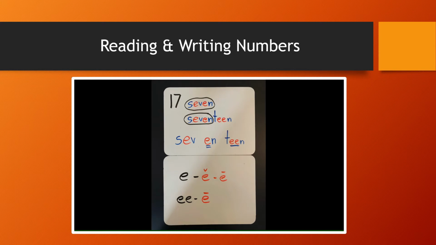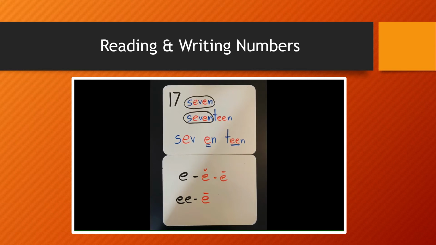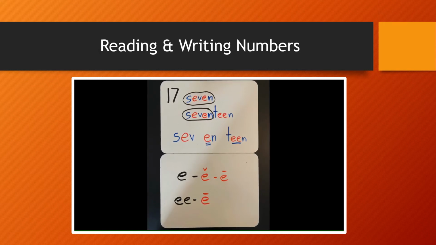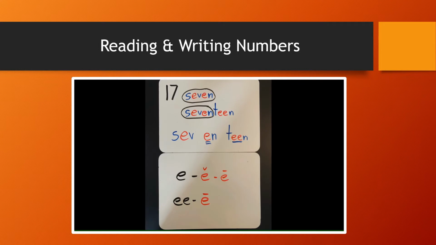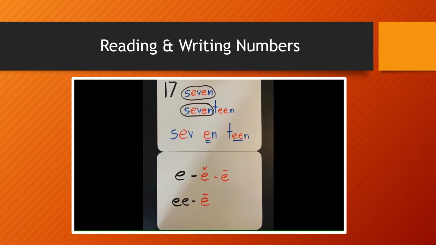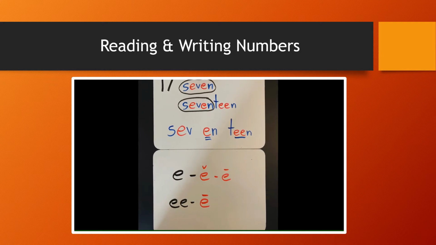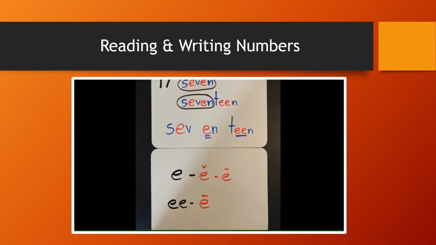The words 7 and 17 have a lot in common. The first part of the word is exactly the same. In the word 17, there are 3 syllables, sev and teen. There are 8 sounds, s, v, n, t, e, n.